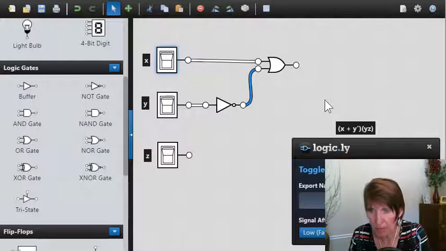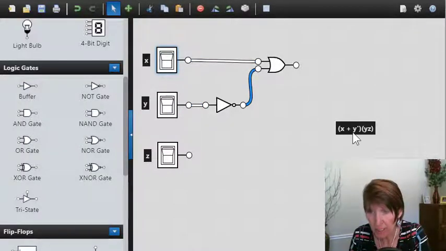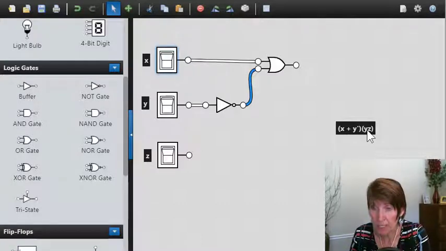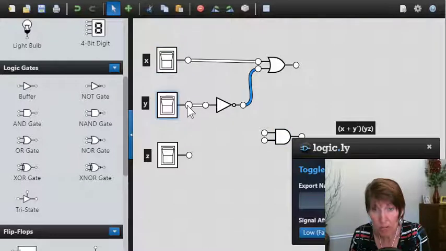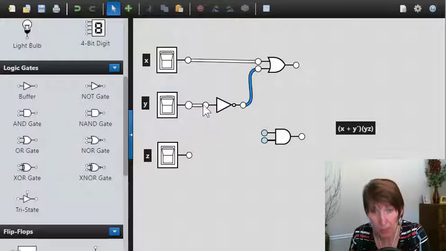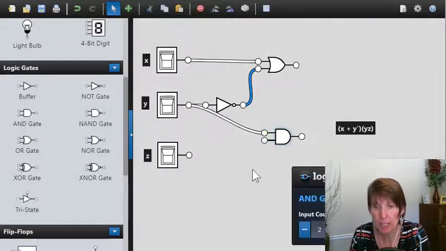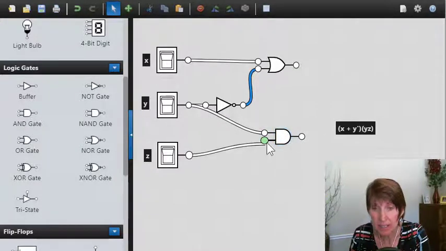I'm going to turn these all off. Okay, so there I've got that first set of parentheses. Now I want to do the second set of parentheses, and that is y times z, and we do a multiplication with an AND gate. So we need to get from y. Notice how I have an output coming from y into the NOT gate, but I can have another one. You can get as many out of that y as you want. So this one's going into that AND gate. So there's y and z. All right, so that's the second parentheses.